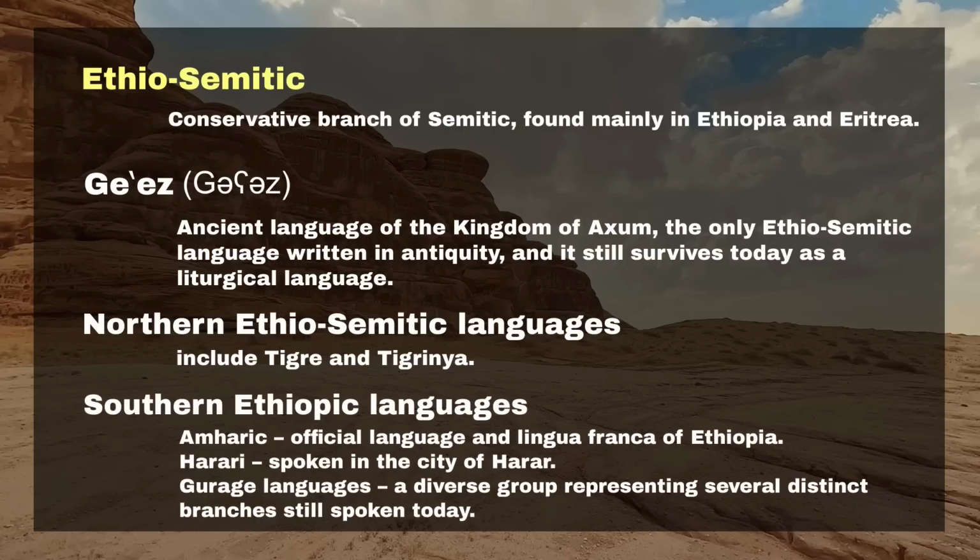Southern Ethiopic includes over a dozen modern languages such as Amharic, a lingua franca and official language of Ethiopia, Harari, spoken especially in the city of Harar, and languages grouped under Gurage, representing several distinct branchings still spoken today.